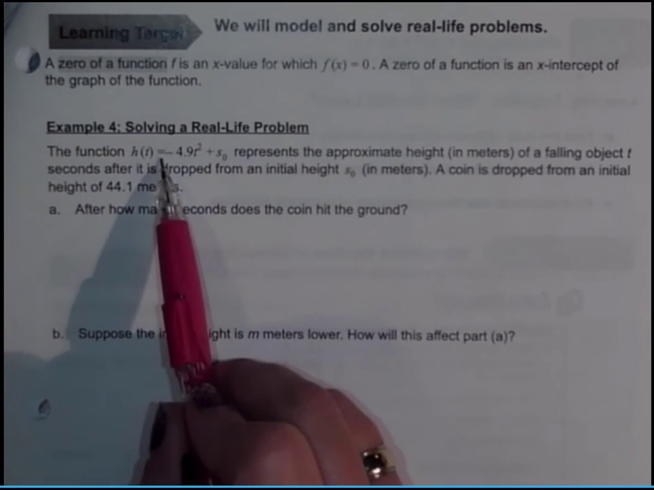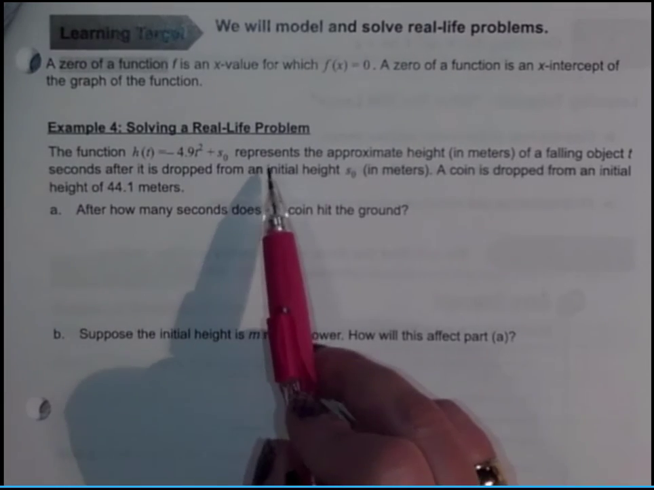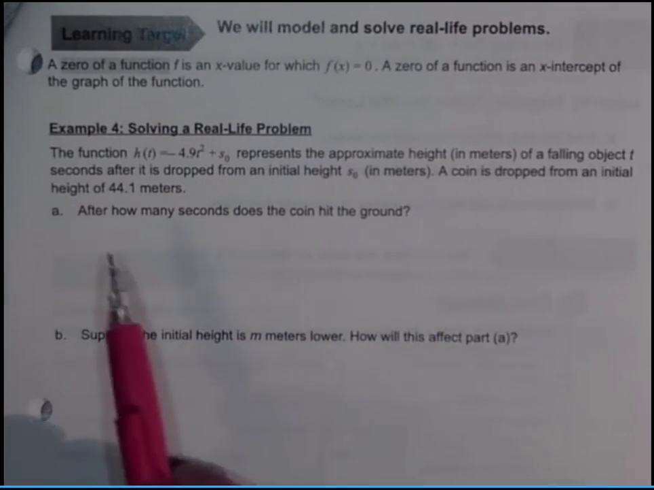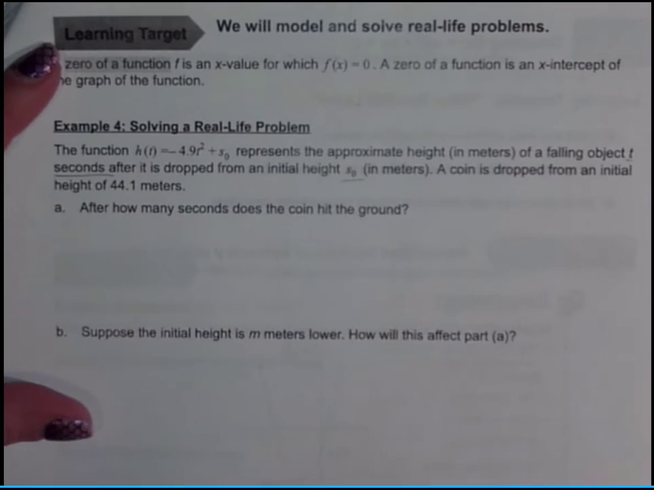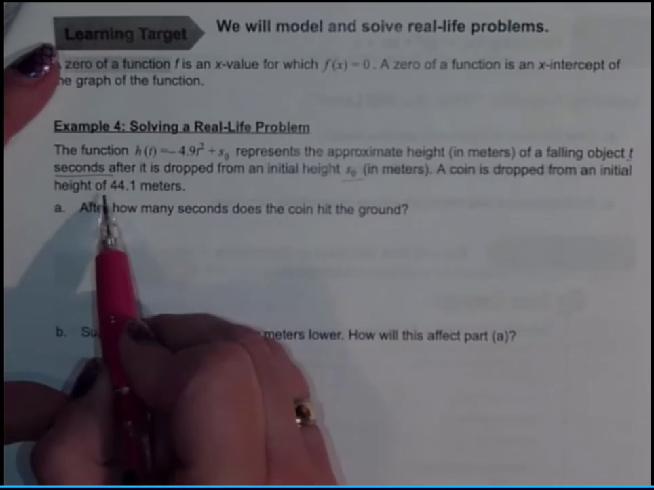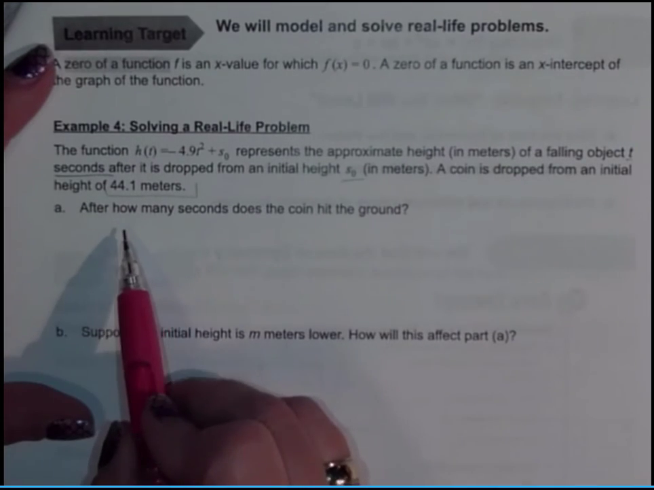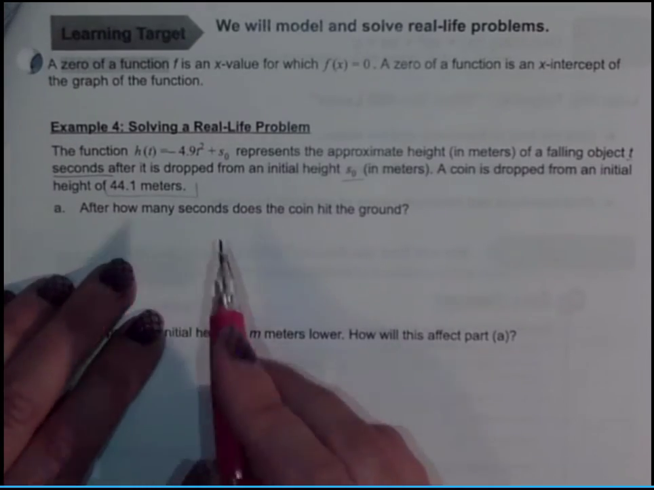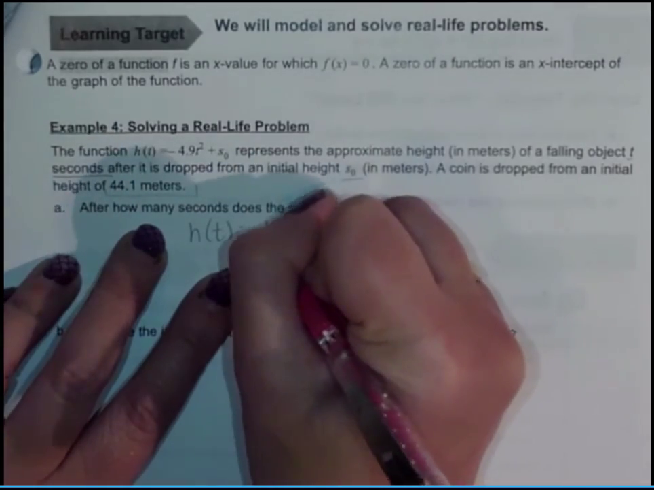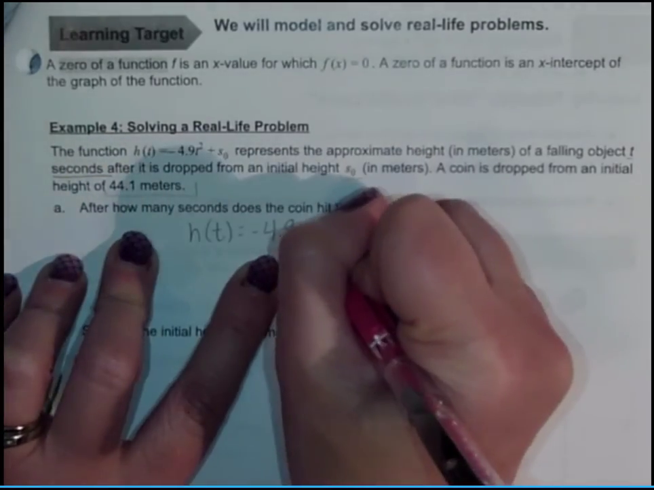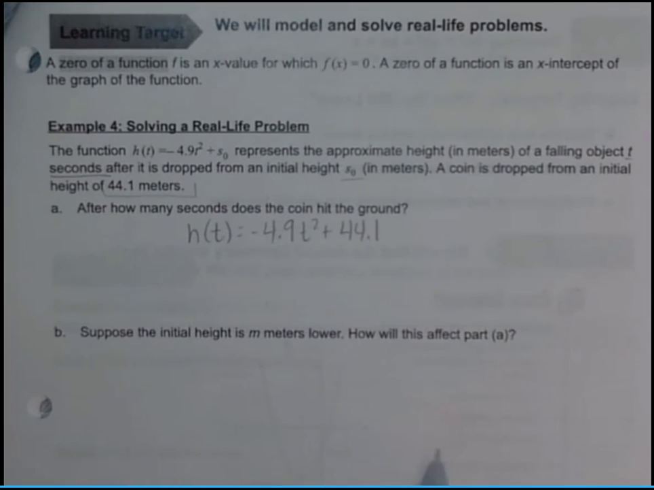The function h of t equals negative 4 and 9/10 t squared plus s sub 0 represents the approximate height in meters of a falling object t seconds after it is dropped from initial height s sub 0 in meters. A coin is dropped from an initial height of 44 and 1/10 meters. How many seconds until the coin hits the ground? Well, we need to have our equation. So I know that h of t equals negative 4 and 9/10 t squared plus the initial height, which is 44 and 1/10 meters.